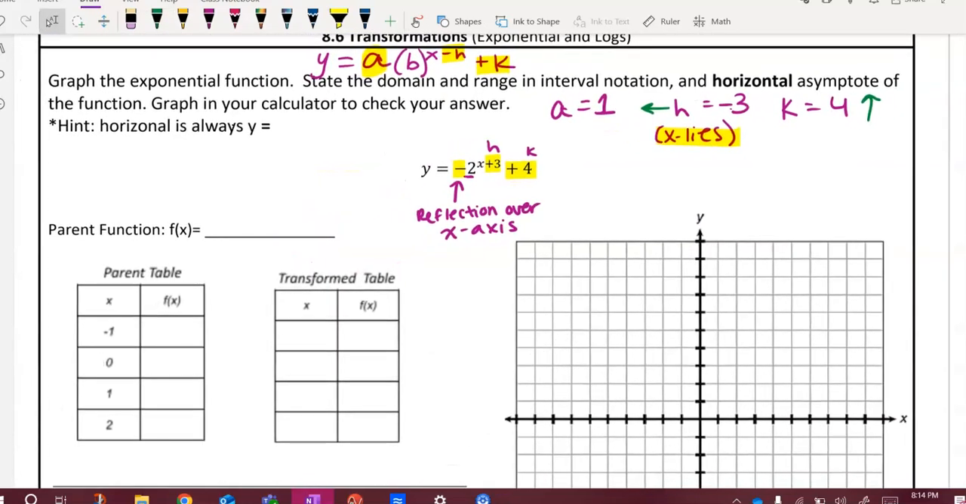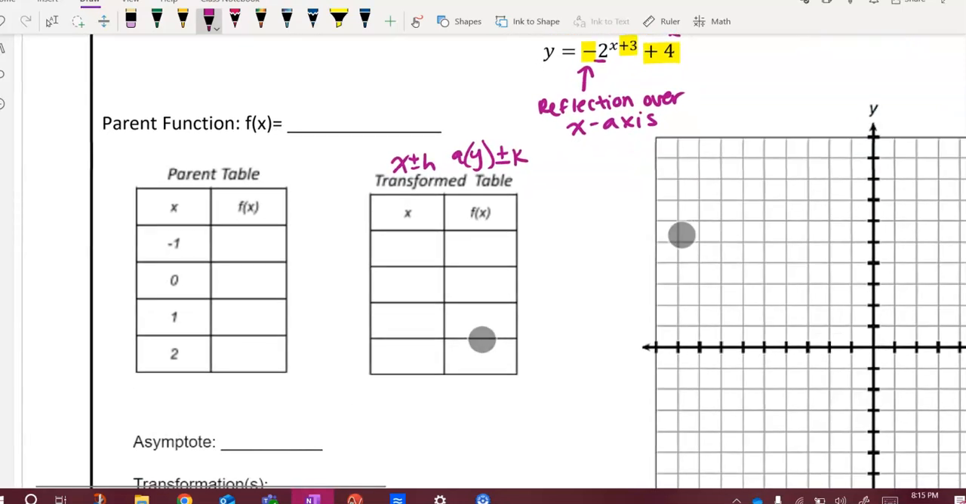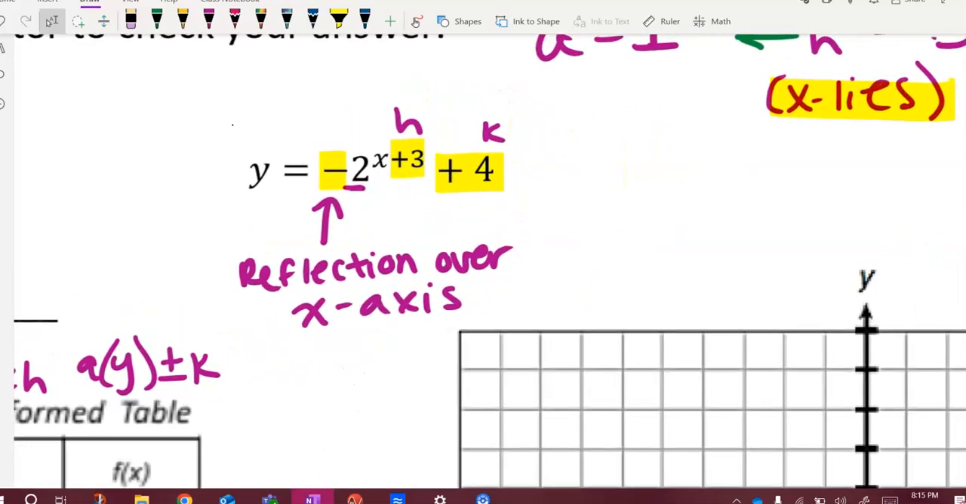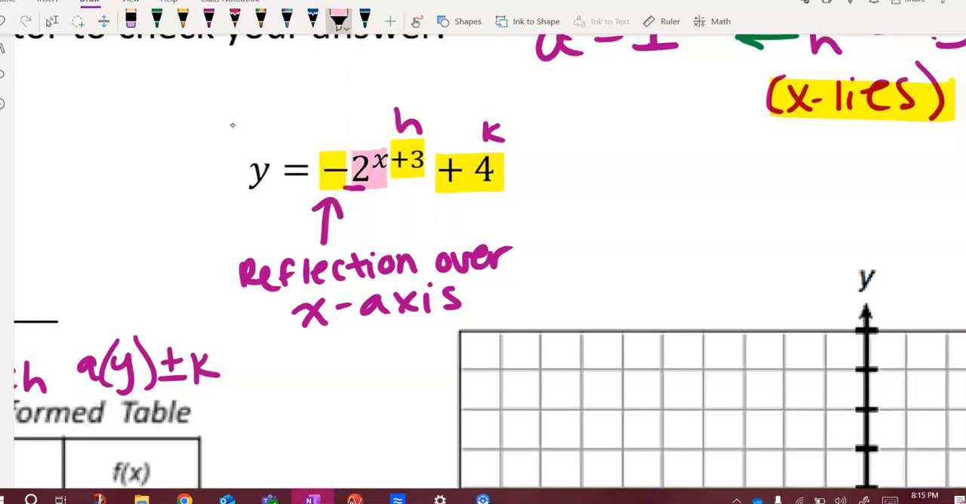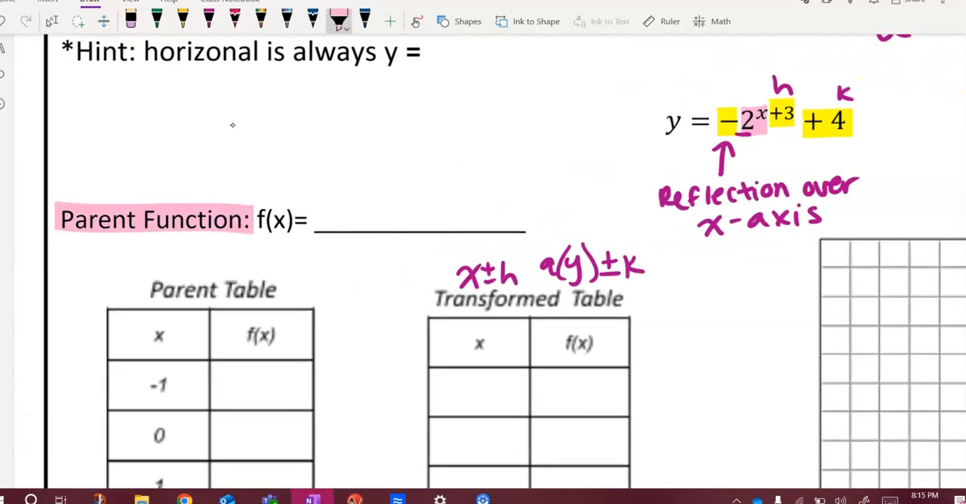All right, so we need to identify the parent function so that we can get the parent table, and then for the transform table, we will add or subtract H to x, and we will multiply y by A, and add or subtract K. So let's look back at our function here. Everything that I highlighted is something that we were already using. So the only thing that's left is our base to the x. So our parent function here is 2 to the x.